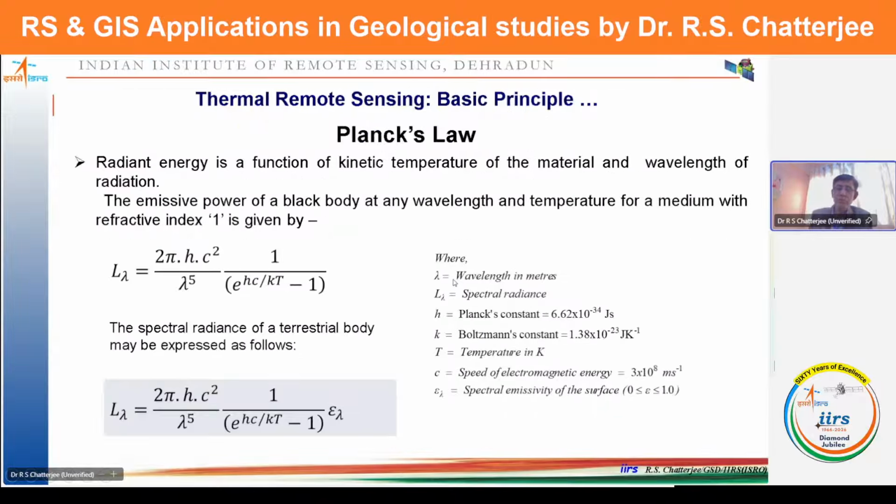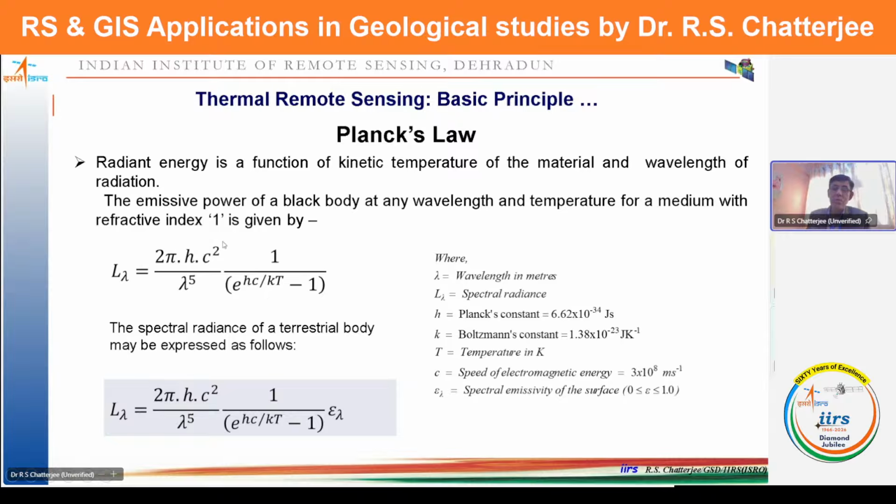Okay. Now coming to Planck's law. Planck's law is very, very important for thermal remote sensing. Why? You see, the radiant energy is a function of the kinetic temperature of the material and the wavelength of radiation. Planck has given this relationship between these three. What are these three variables? The temperature of the object, the radiation, particularly the maximum radiation peak, and the wavelength where the maximum radiation takes place. So L lambda is the radiation at that particular wavelength region, lambda is the wavelength, and T is the temperature.